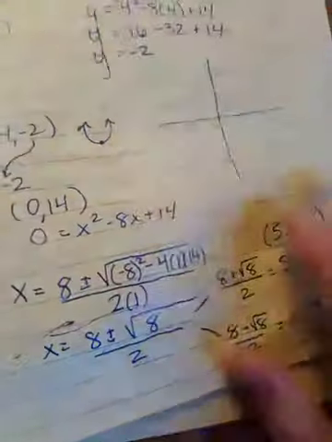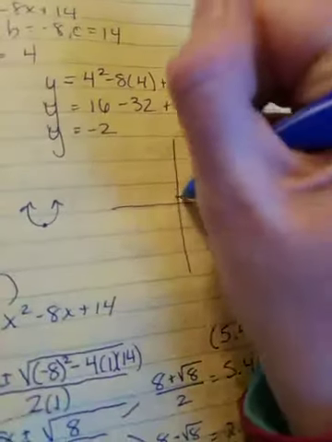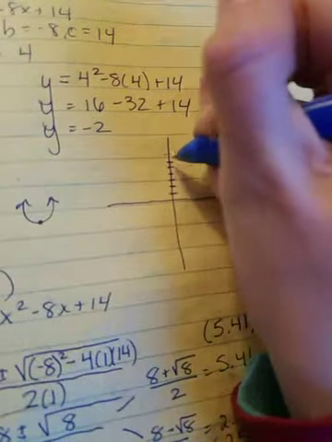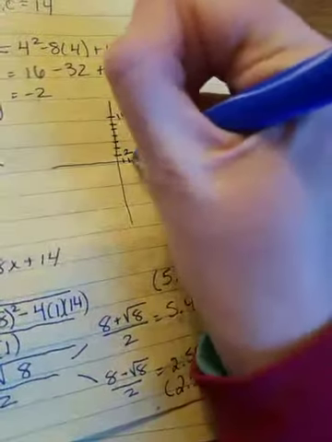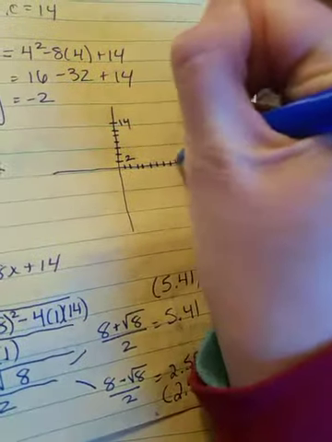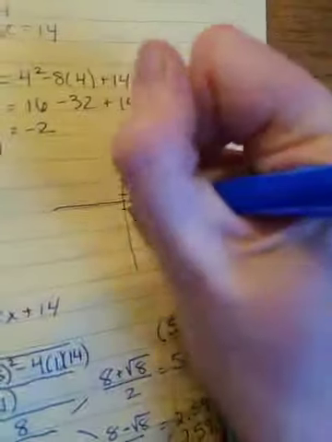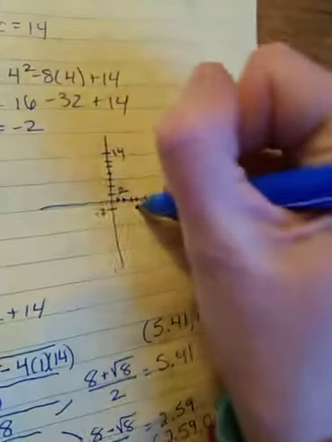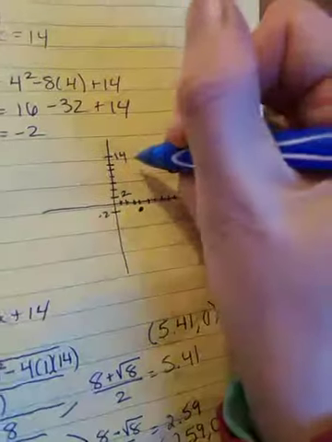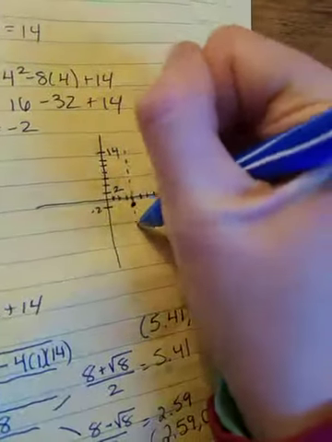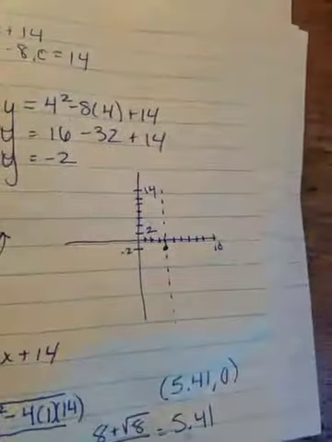I noticed that my y-intercept was at 14, so I think I'm going to make my y go by 2. So 2, 4, 6, 8, 10, 12, 14, just so I can actually fit it on. I can still make the x's go by 1s. 1, 2, 3, 4, 5, 6, 7, 8, 9, 10. Okay, so the vertex was at 4, negative 2. So 1, 2, 3, 4, negative 2. The axis of symmetry, just to have that on there, the imaginary vertical line that acts as the reflection line.